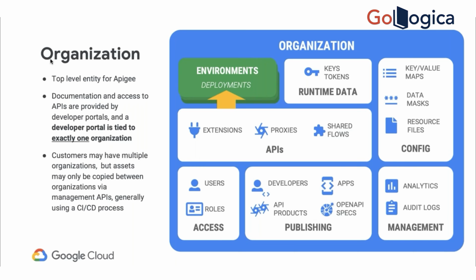From a development point of view, organization is a top level entity. So all the documentation, even the access to APIs and portal. Even when you build a portal, the portal is tied to an organization. A single API portal cannot be tied to multiple organizations in APG. So in APG, every portal will be tied to one organization. It is a one-to-one mapping between the portal and organization, because the portal will have the documentation and those things are related to an organization.